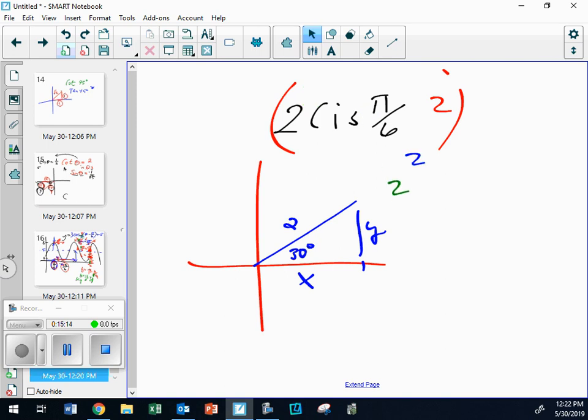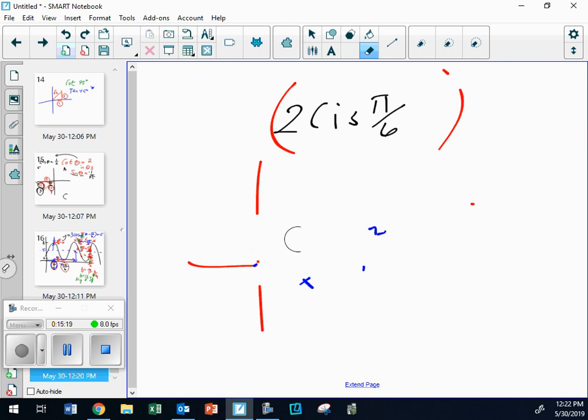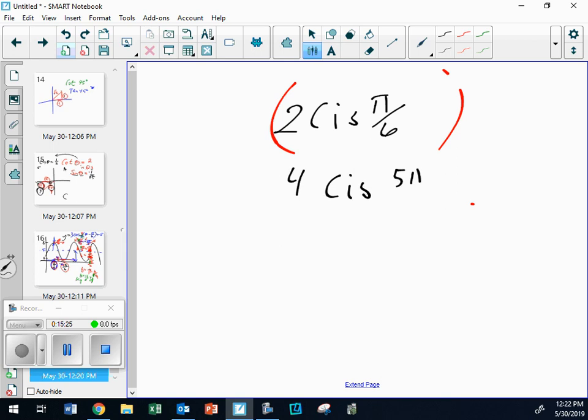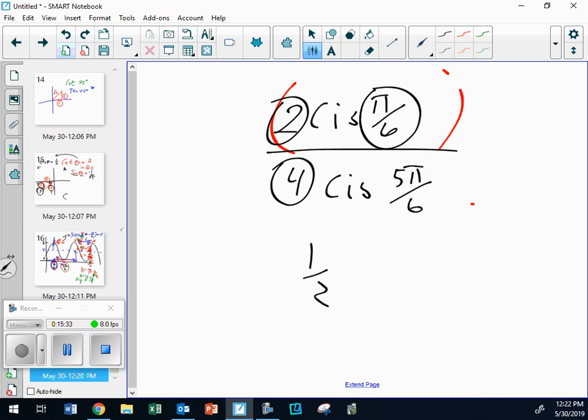Like, let's say it was this, except divided by 4 cis 5 pi over 6. Do you remember if you divide those? Then you take this divided by this, which would be 1/2, and that minus that, which would be negative, so cis, and pi over 6 minus 5 pi over 6 is negative 4 pi over 6.